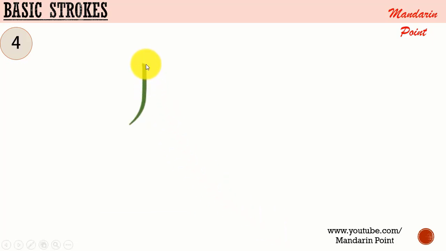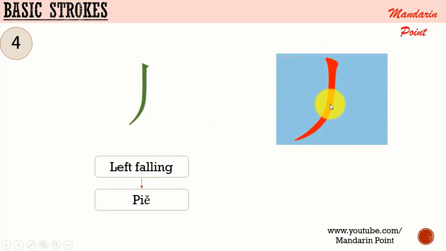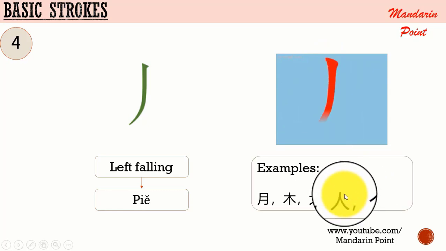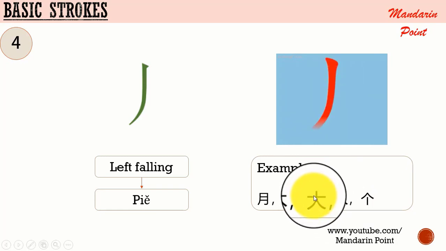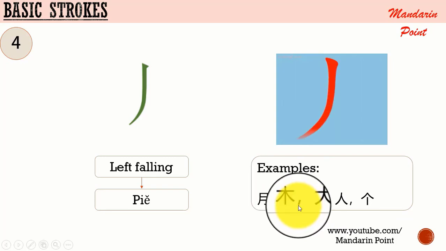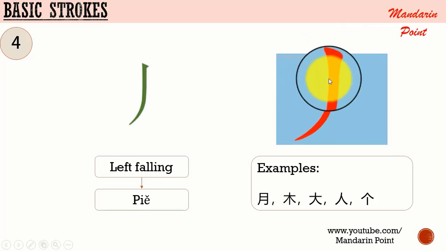It is actually a left falling stroke. It is pie. We write it like this. We start from the top and gradually fall towards the left. Let's find an example. Here, pie, pie. Although it doesn't have the vertical line as mentioned over here, it is known as pie.